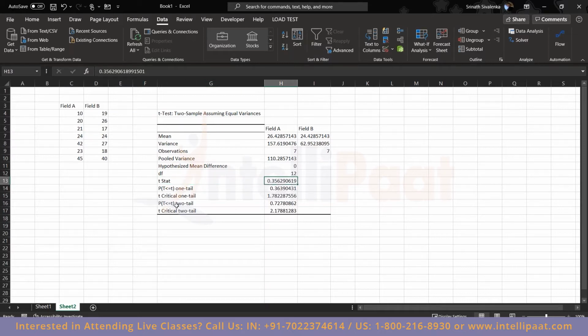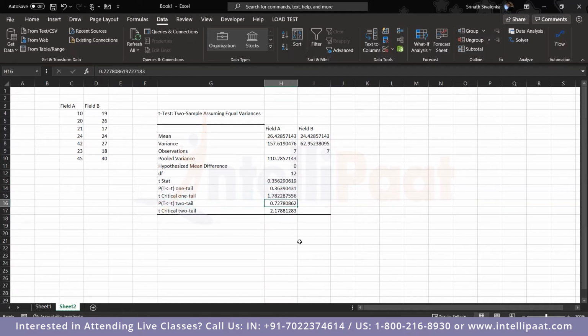We've already learned that. Now, is this a 1-tailed t test or a 2-tailed t test that we've performed? What is the alternate hypothesis? That the means are unequal, right? So I'm not worried about greater than or less than. So currently I'm interested in a 2-tailed t test. Hence the p-value with the 2-tailed t test is 0.72.